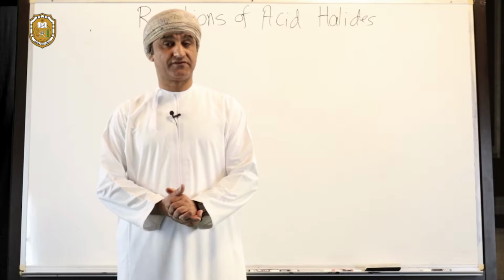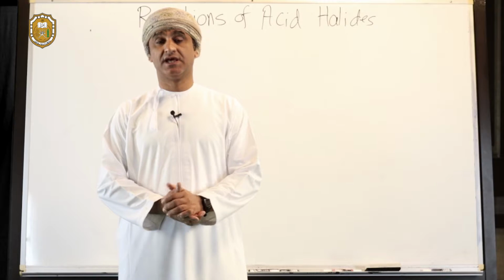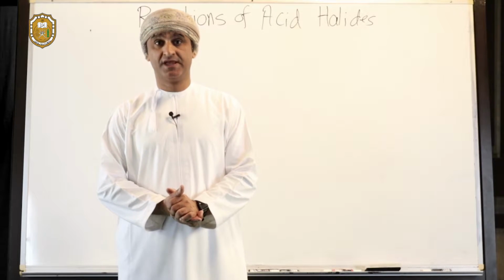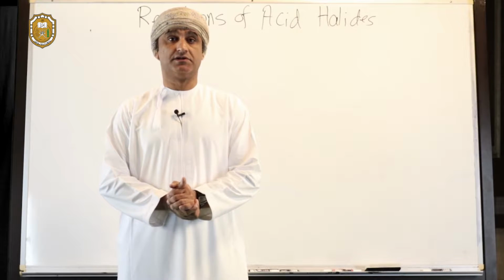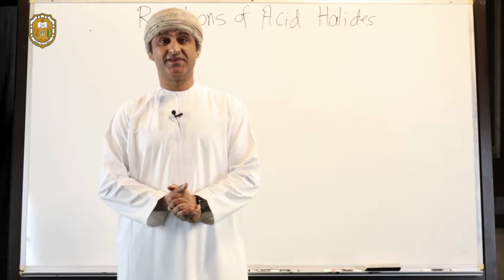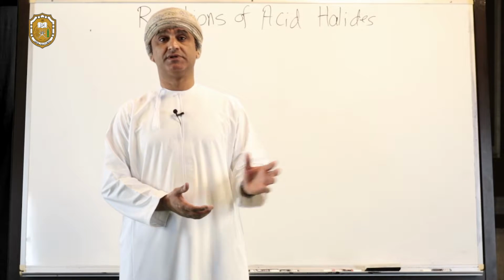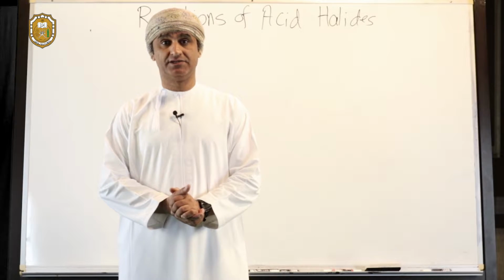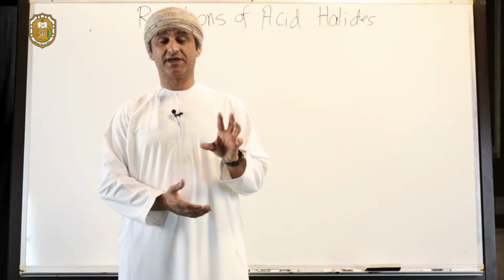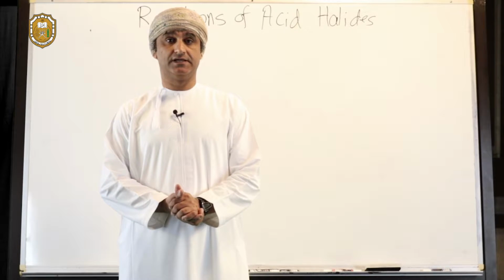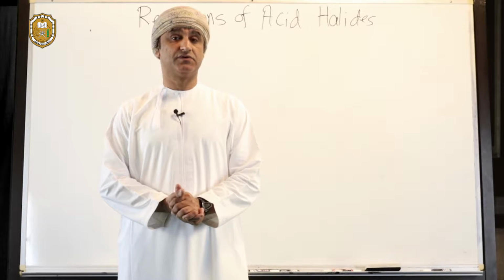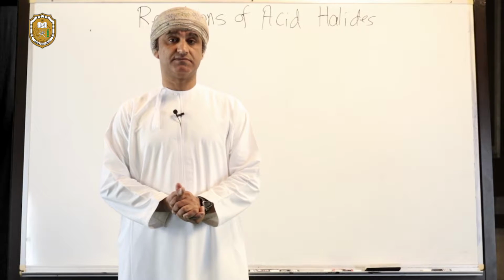Acid chlorides are very versatile organic compounds, as we have seen previously. Acid chlorides can be transformed into all other carboxylic acid derivatives which are less reactive than them. For example, acid chlorides can be converted into acid anhydrides if they are reacted with a carboxylate ion. Acid chlorides can also be converted into esters and amides if they are treated with alcohols and amines respectively.